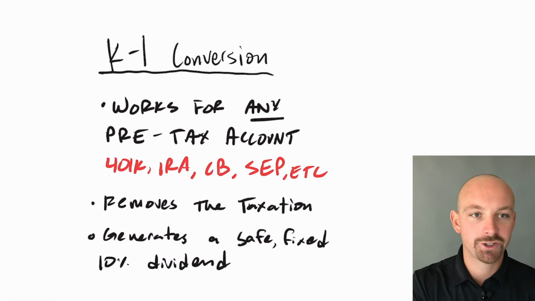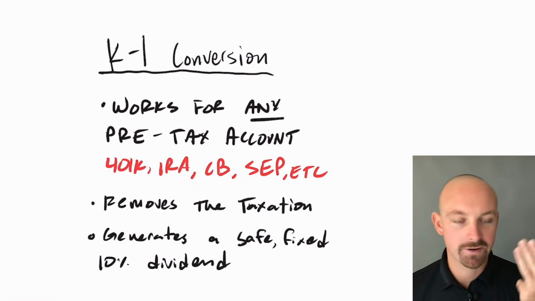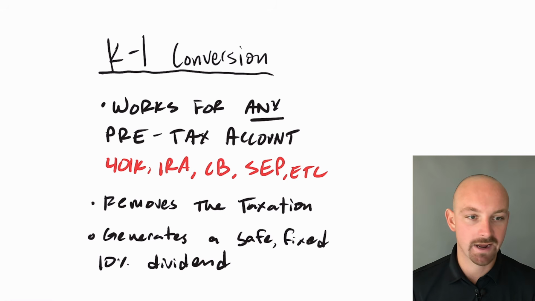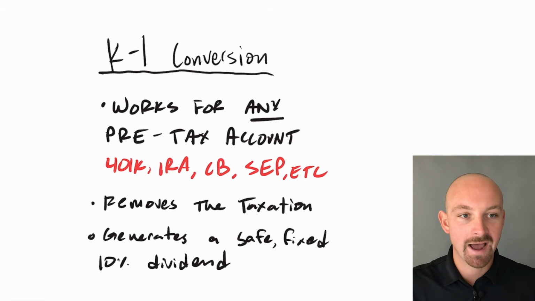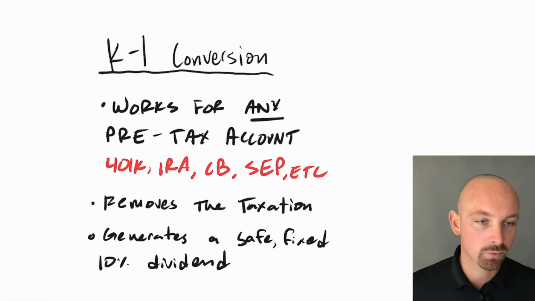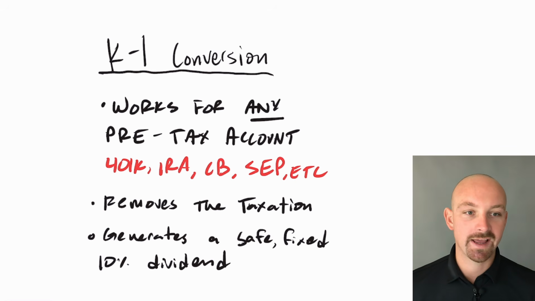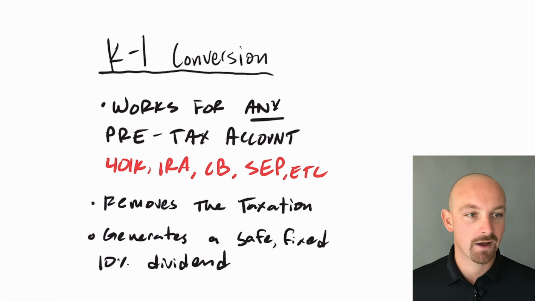So in this video, I'm going to show you how to remove the taxation from your 401k, your IRA, your cash balance plan, SEP IRA, any pre-tax retirement account. I'm going to show you how to eliminate 100% of the taxes on the distribution. And on top of that, not have to worry about the 4% rule because this structure right here is going to generate a safe fixed 10% dividend. And without further ado, let's get into how that works.